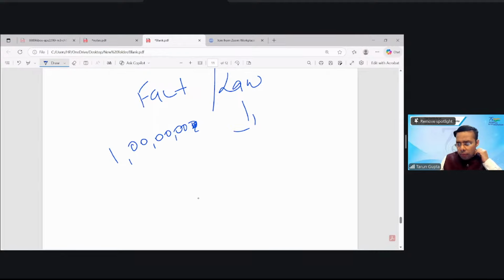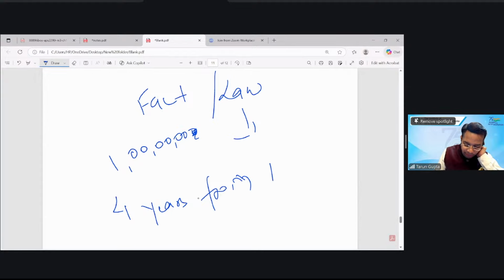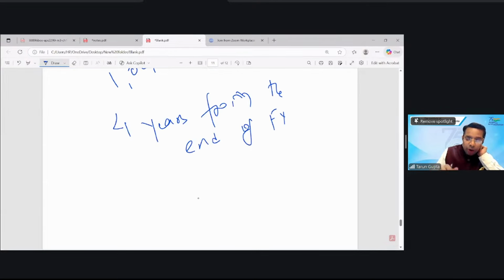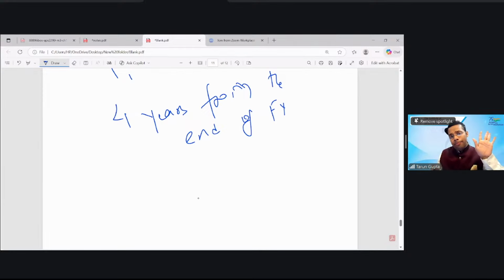Okay. So what's the time limit for rectification? It's not a perpetual thing. There's a time limit, and the time limit is 4 years, 4 years from the end of the financial year in which the order sought to be rectified is passed. So whatever order you want to get rectified, you see the date of that order, you take the end of that financial year, and you add 4 years from that date.